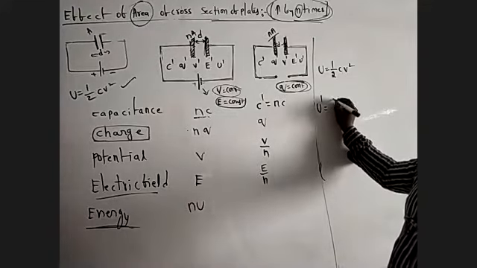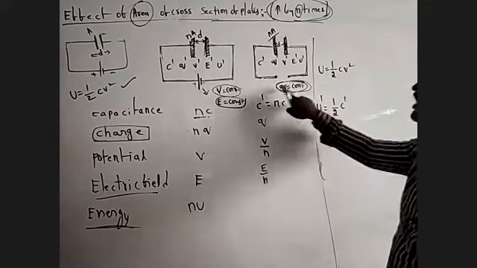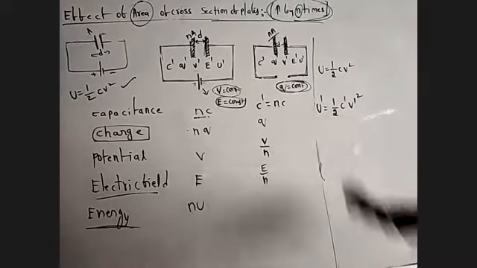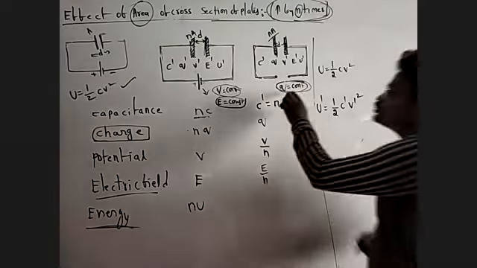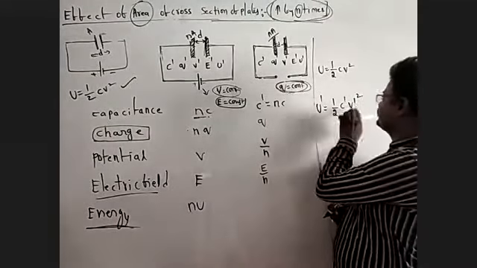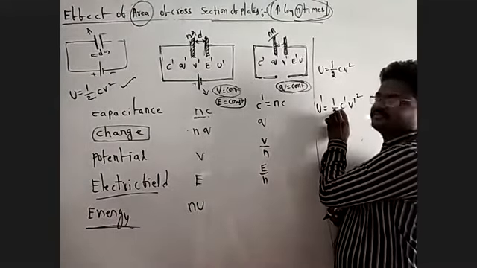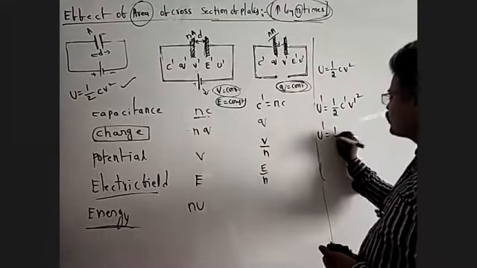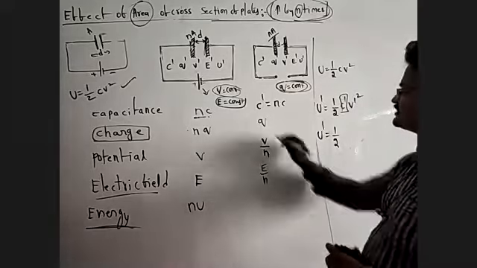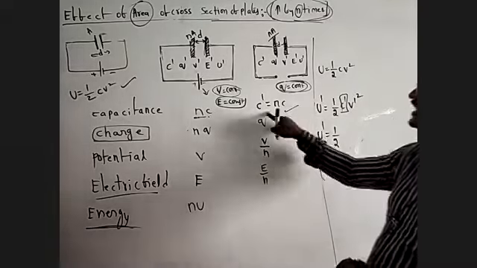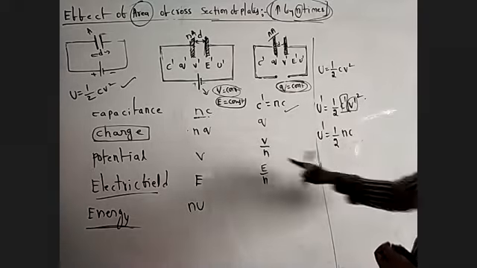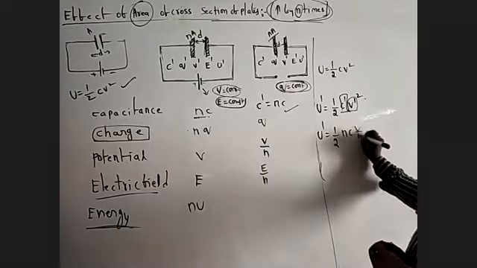U dash is equal to 1 by 2 C dash V dash squared. V is not constant, Q is constant. Here only Q is constant, but V is variable, C is also variable. C dash is equal to nC. V dash squared means what? V by n, whole squared.